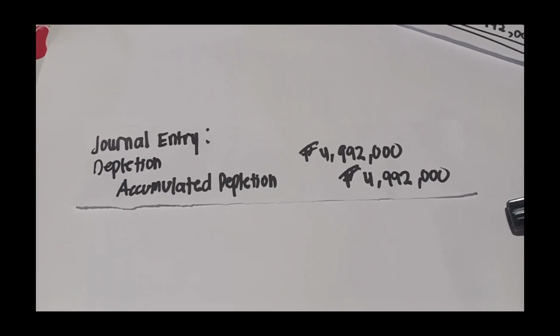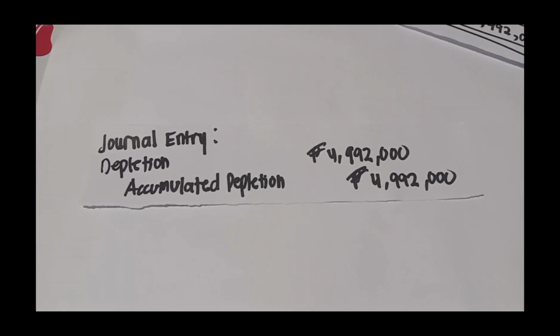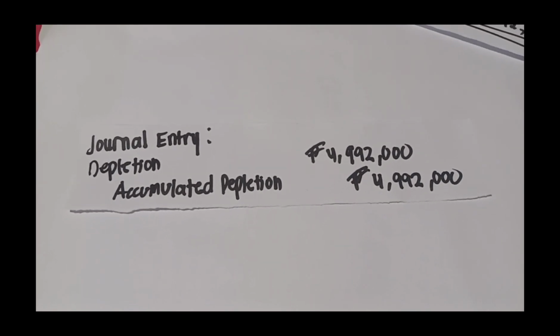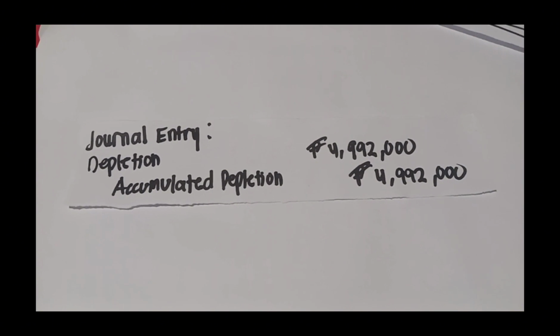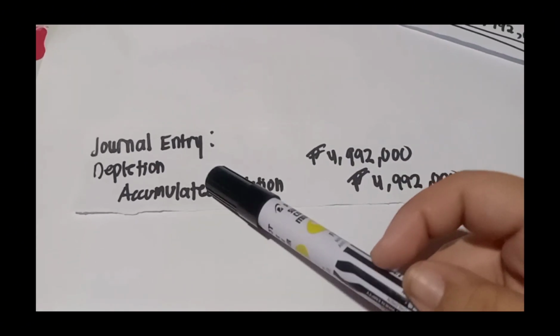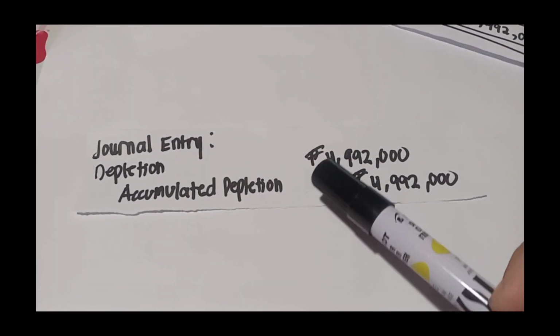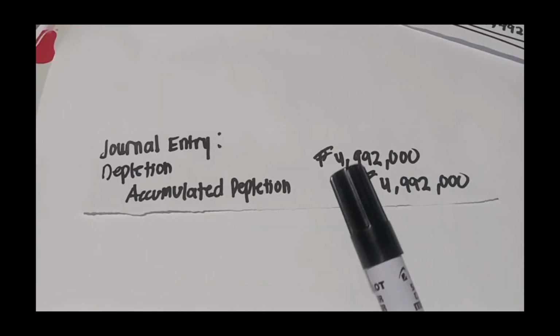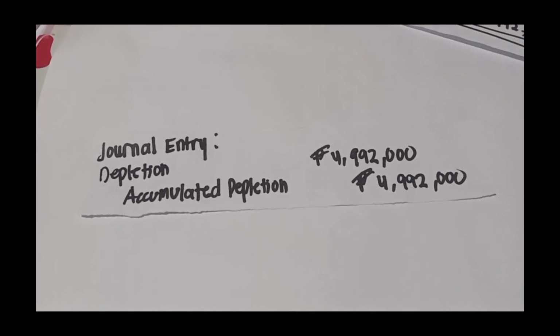So in a journal entry, just like sa ang ingon ganina na parehas na depreciation og naa ay accumulated depreciation, naa ay accumulated depletion. So depletion of 4,992,000 debit, credit accumulated depletion na 4,992,000.